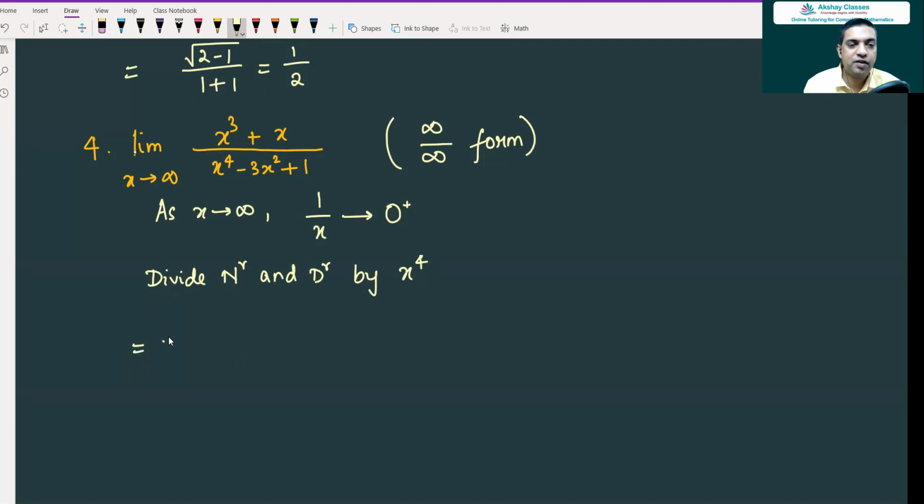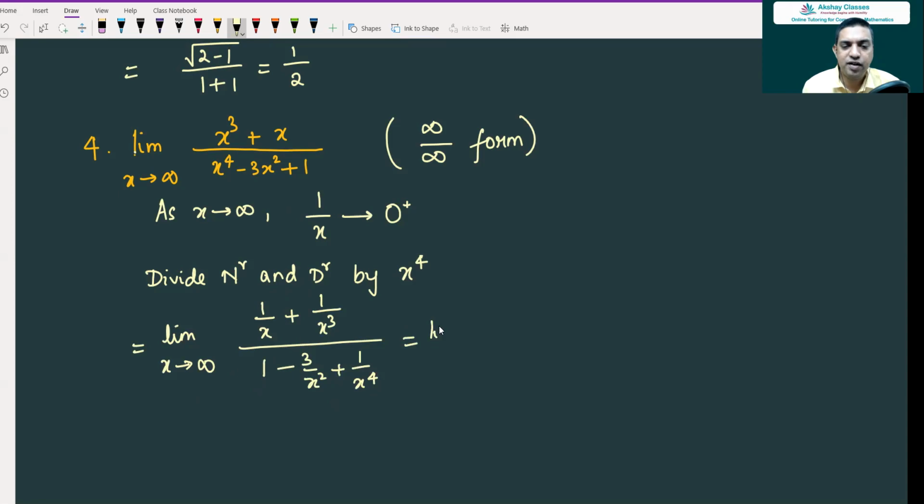So what happens? We will get limit x tends to infinity. When I divide by x power 4, in the numerator, I'll get x cube by x power 4, the first term, I'll get 1 by x. The second one will be 1 by x cube, divided by the new denominator. When I divide by x power 4, I'll get 1 minus 3 upon x square plus 1 by x power 4.